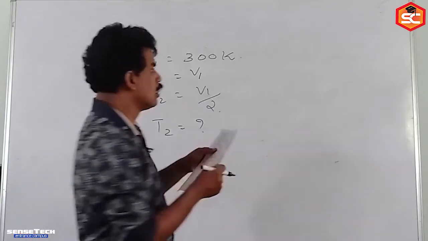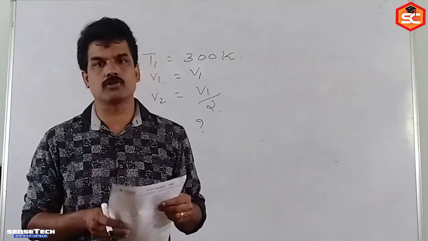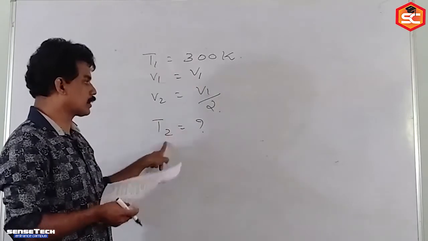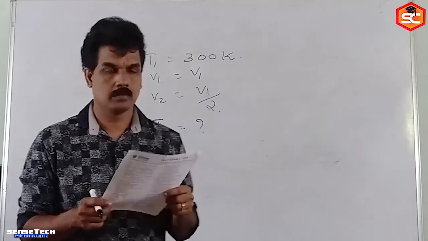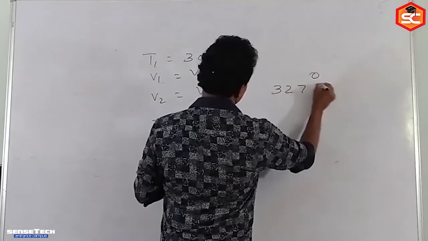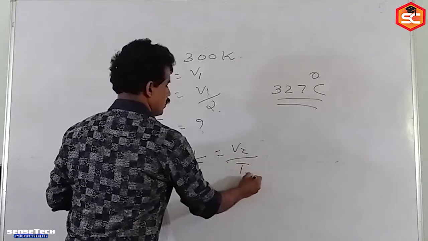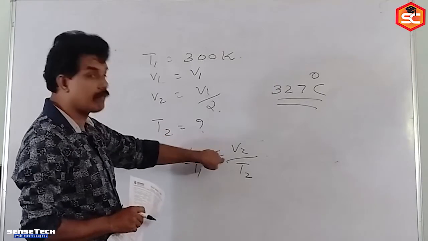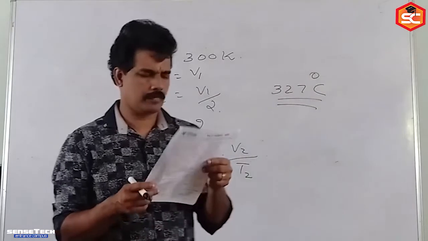The options are given: 54 degrees Celsius, 600 degrees Celsius, 327 degrees Celsius, 323 Kelvin. Three are in degrees Celsius. So if you get the answer in Kelvin scale, then Kelvin can be converted into degrees Celsius also. So the answer you are getting is 327 degrees Celsius. Formula V1 by T1 equals V2 by T2, T1 is 300 Kelvin, V2 is V1 by 2. Now V1 and V1 cancel, then you will be getting T2. Okay, then next question.